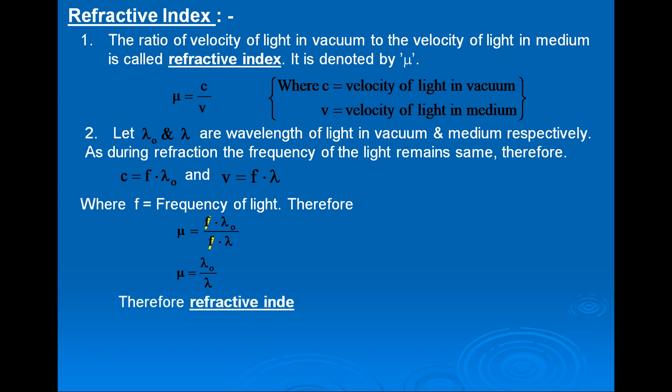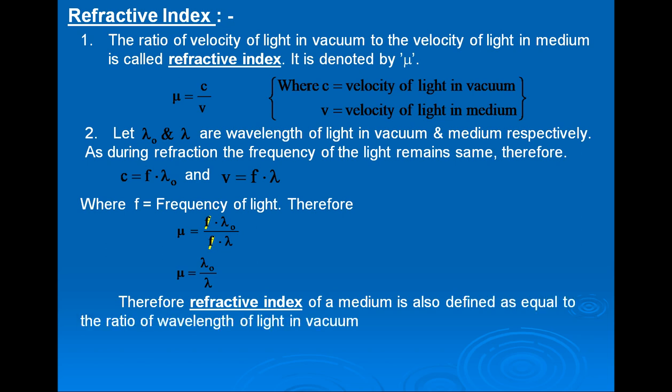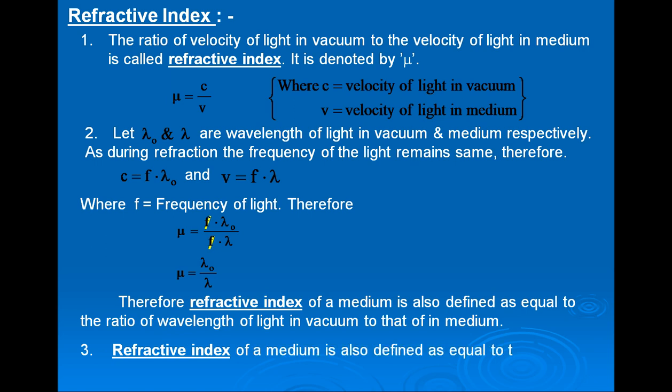So the second definition is: refractive index of a medium is also defined as the ratio of wavelength of light in vacuum to that in medium. This is the second definition of refractive index. Now the third one: refractive index of a medium is also defined as the ratio of sine of angle of incidence to the sine of angle of refraction.